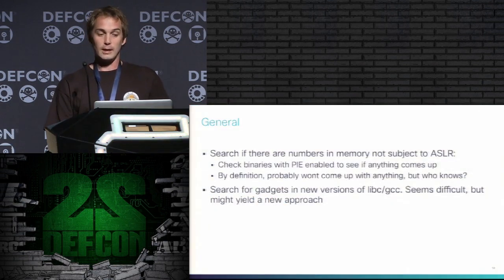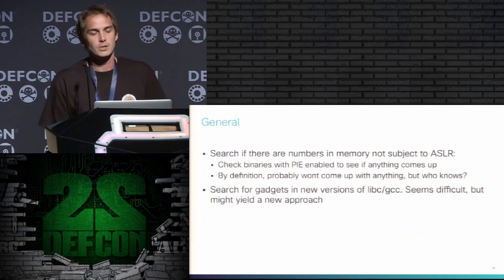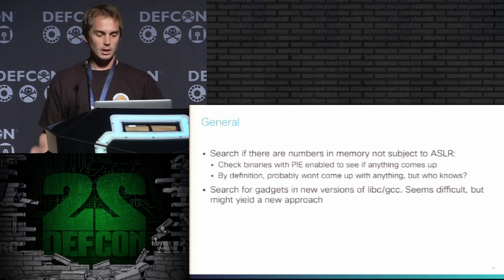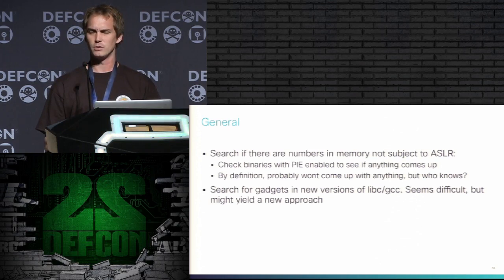So, future work. Basically, I'd like to continue having a look at numbers, and whether they're available to memory and not subject to ASLR. So check a bunch of binaries with PIE, see if I can figure out if anything comes up. Realistically, there shouldn't be, but you never know. Maybe something will come up. And search for gadgets in new versions of libc and GCC. It seems difficult, but I might find a bunch of gadgets in there which could be exploitable, and allow that separation of exploiting the program through its dependencies in a way.